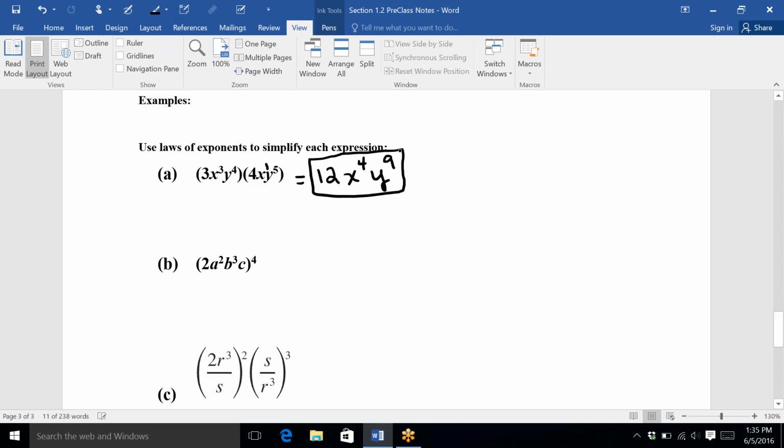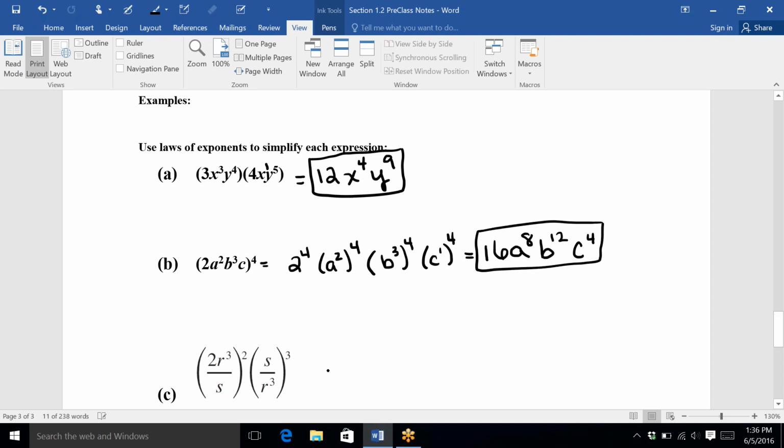This is a case where you have a power on the outside, so you can think of this as 2 to the 4th, a squared to the 4th, b cubed to the fourth and c to the first to the fourth. Work out each part. 2 to the fourth is 16. This is power on the same base, so that would be multiplication of powers, so that is a to the 8th. This is again power, so that's b to the 3 times 4 is 12. And 1 times 4, so that would be c to the 4th.